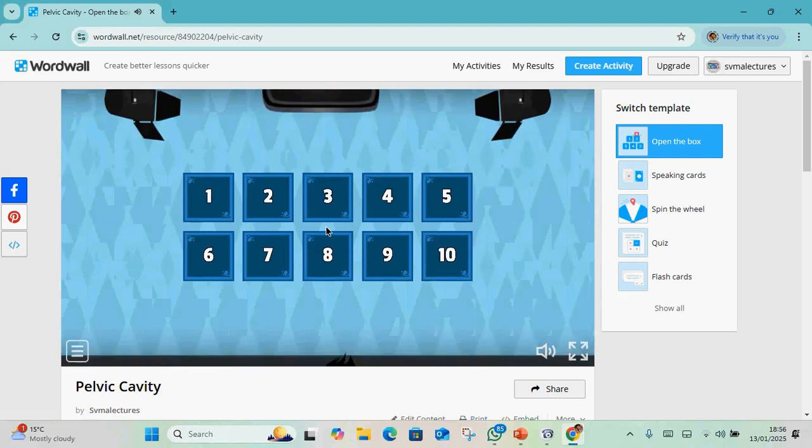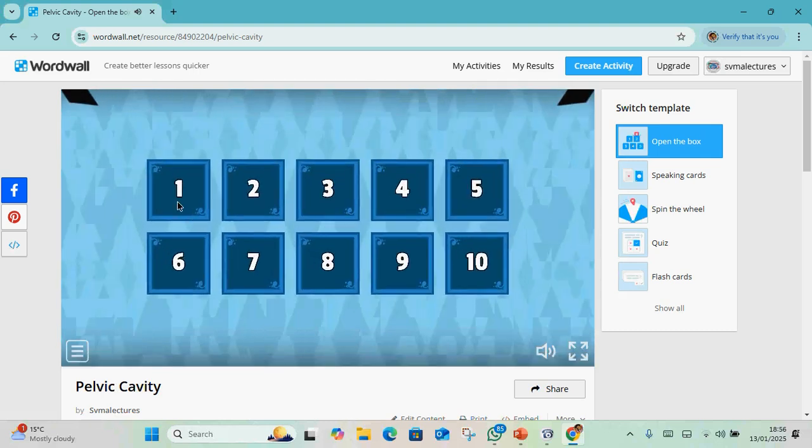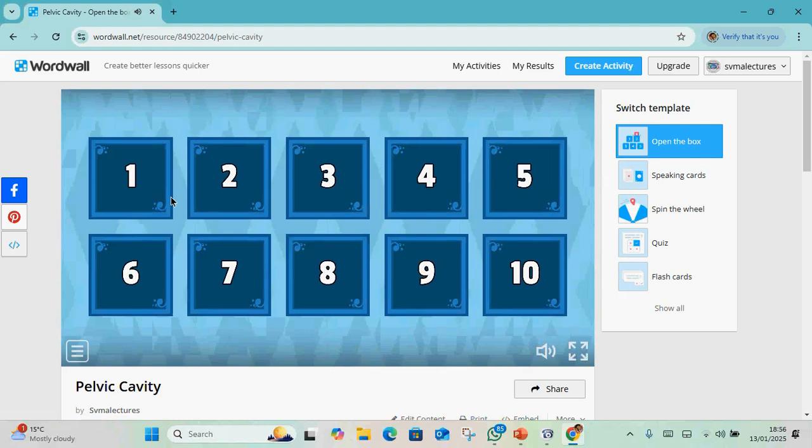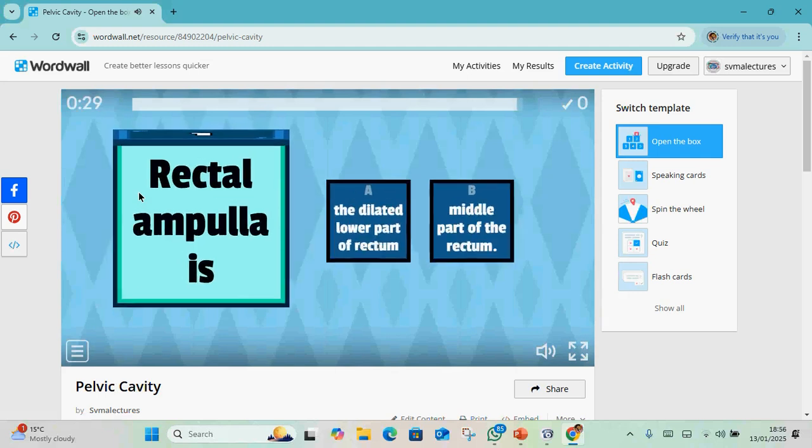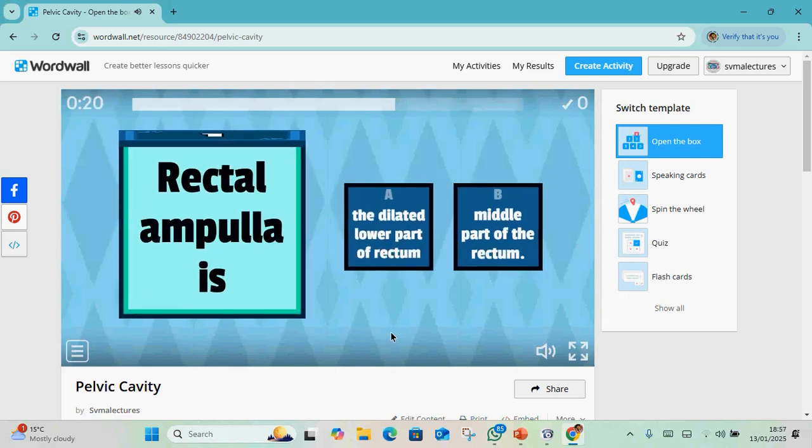Can you see it, all of you? Yes, we can see it. I want somebody to be in charge to ask the questions. Rawan, you read the question. Rectal ampulla is A, the dilated lower part of the rectum, or B, the middle part of the rectum. And the answer is A.